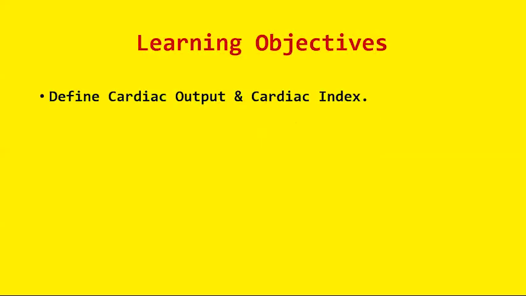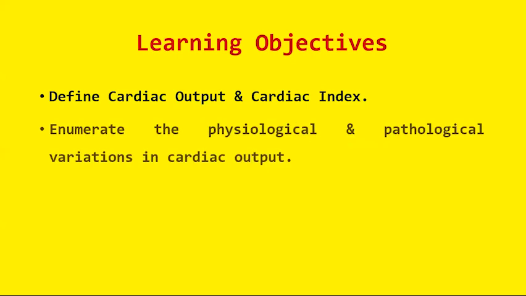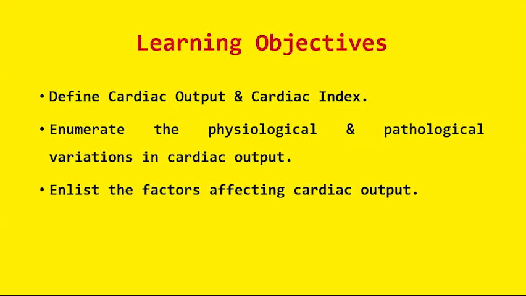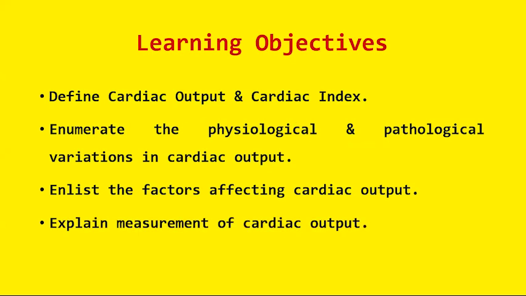We will discuss what is meant by the other term, cardiac index. Then we will discuss the cardiac output curve. What are the physiological and pathological variations in cardiac output? What are the different factors that may affect cardiac output, and how can we measure cardiac output in humans? So these are the learning outcomes for today's session.